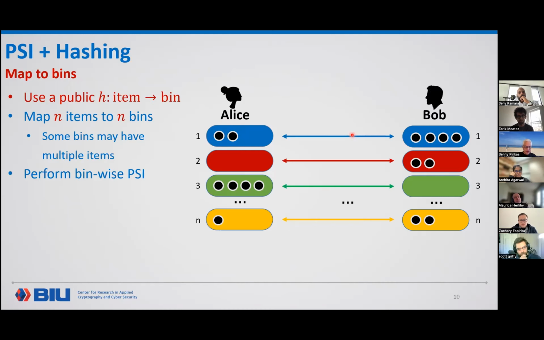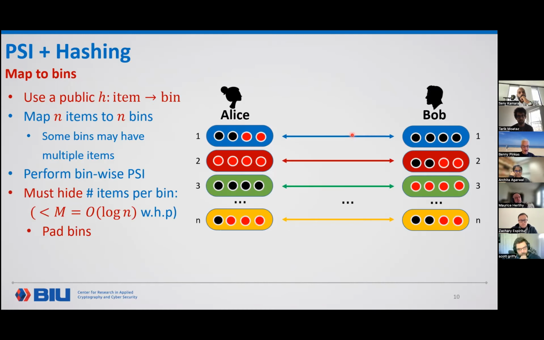Now, the issue is that we would like to hide how many items each party mapped to each bin. And the reason is that just Alice telling Bob how many items she has in each bin reveals information about her input. So suppose Sally is mapped to bin number 1, and Alice tells Bob that she didn't map any item to bin number 1. Then Bob knows that Sally is not in Alice's input. So you can learn quite a lot from that. So they need to hide how many items they map to each bin.